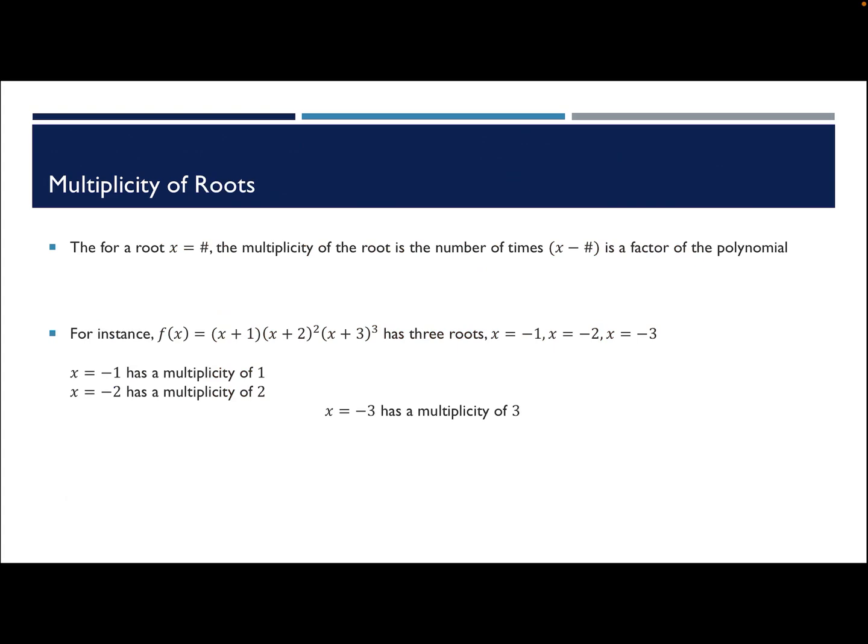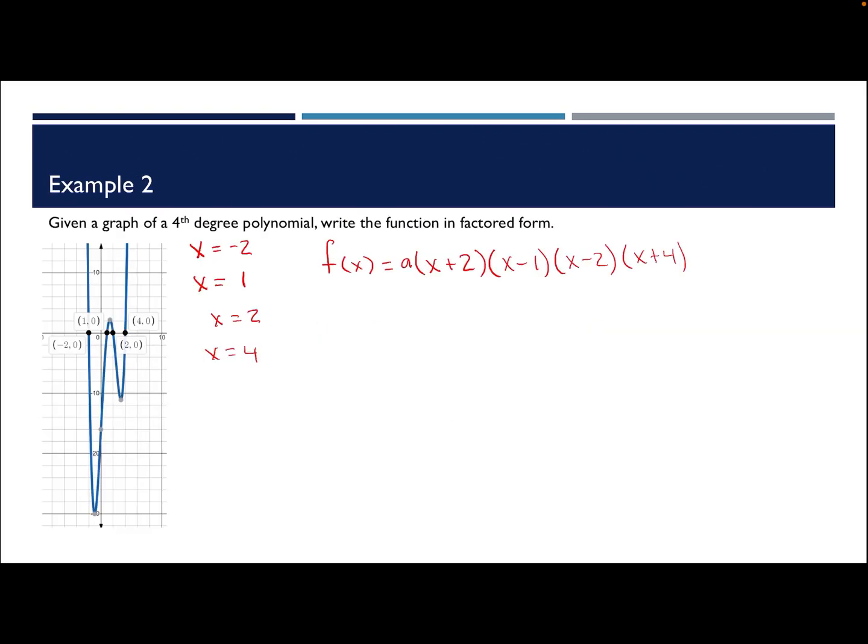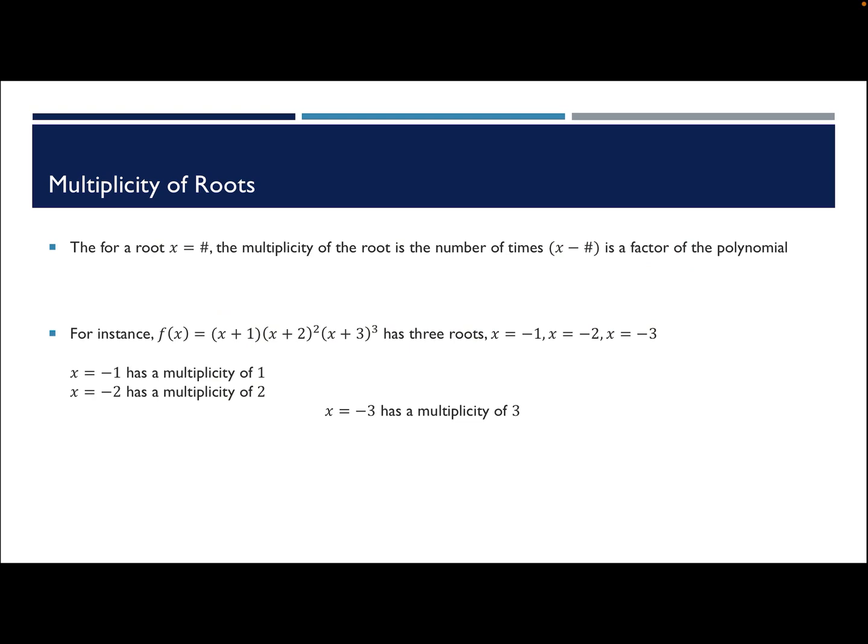And the multiplicity of a root is just the number of times x minus that root is a factor of the polynomial. If we go back a slide, all of these roots have a multiplicity of 1 because we only have one factor of x plus 2. We only have one factor of x minus 1. We only have one factor of x minus 2. And we only have one factor of x plus 4.